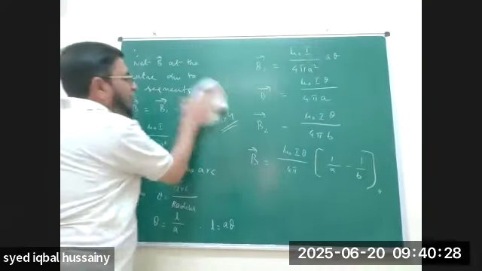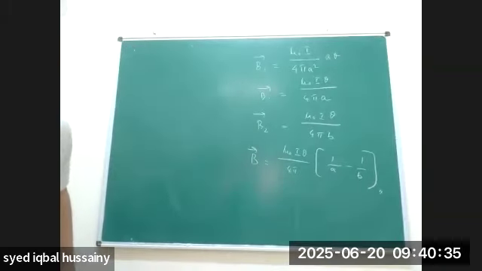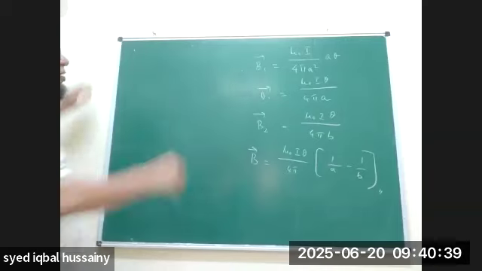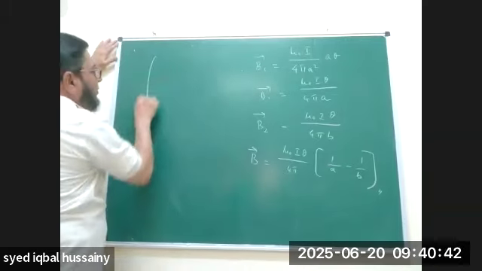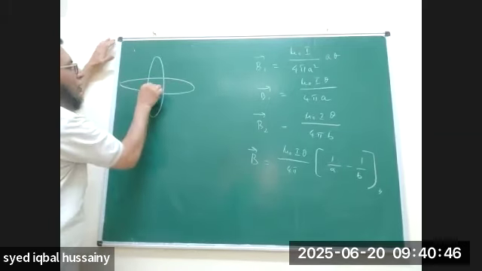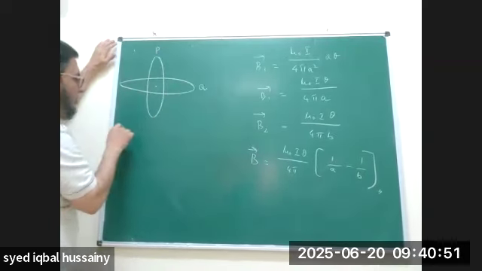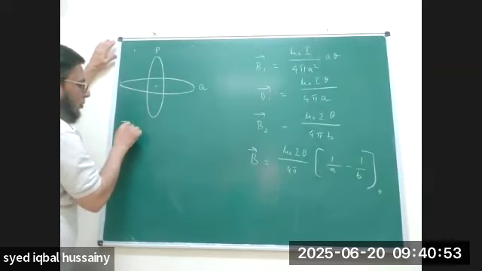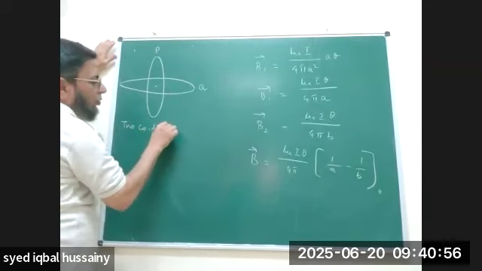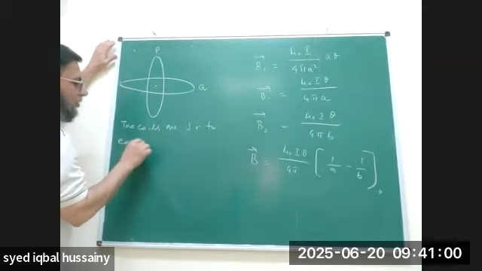Okay. So first I'll give you the question. Please note down the question. It's a homework you do this. Because this is a board question. Board में आया था एक बार. Two coils each of radius r. This is P coil. This is Q coil. Two coils are perpendicular to each other.